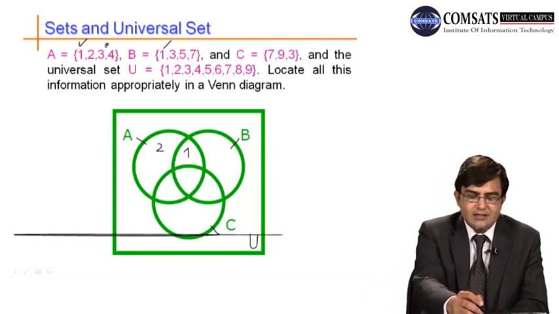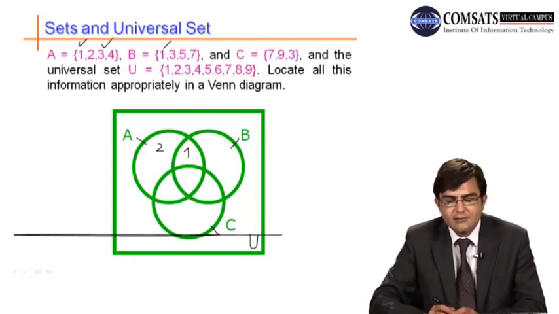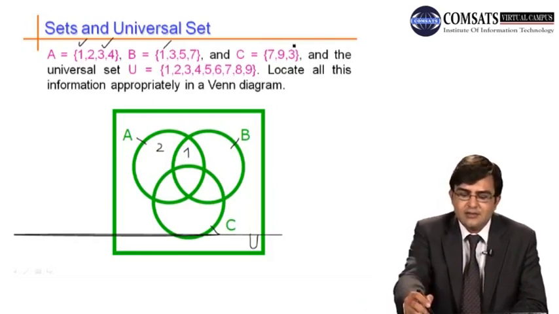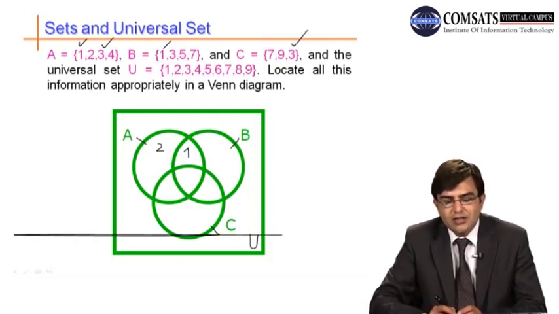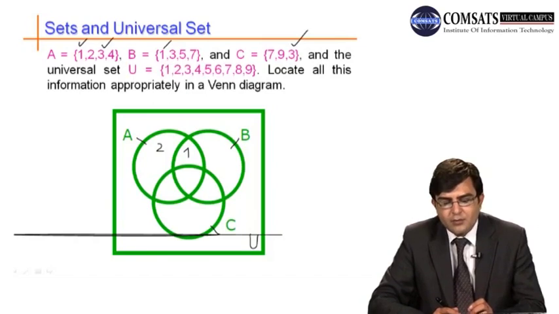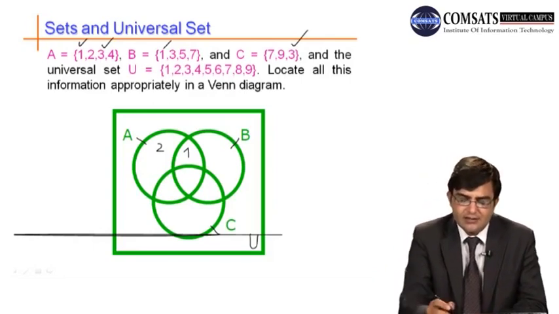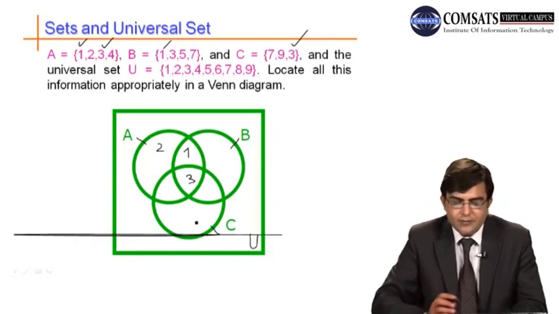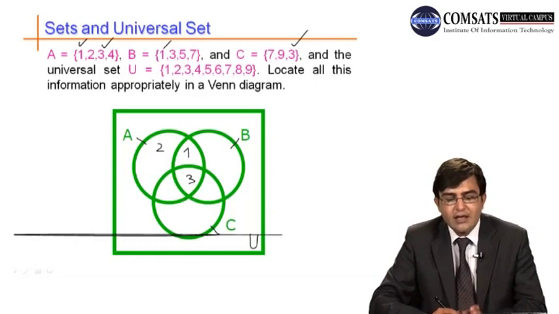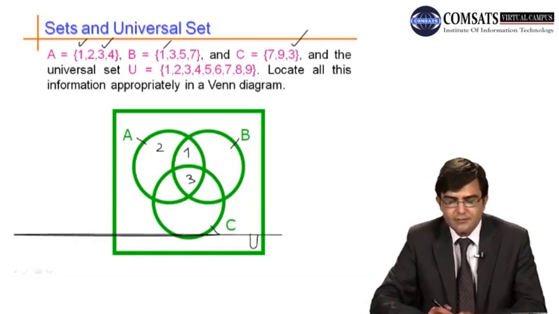Next we write 3. 3 is in A, 3 is in B, 3 is also in C. So 3 we have to put in that region where we have a common region of A, B and C. So this is the only region which is common in A, B and also in C. So we put 3 here.